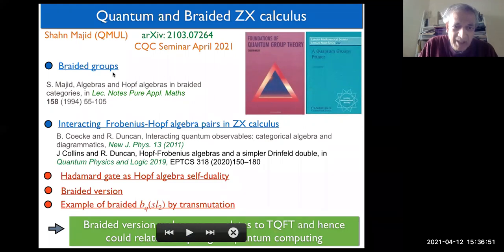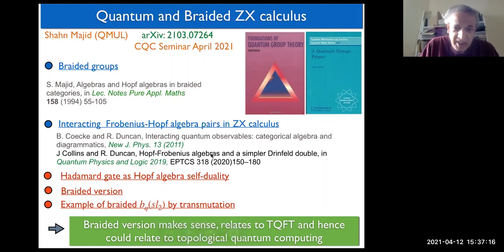So there are about 60 papers on this that I wrote, but I would just refer you, if you're interested, to this review article. The other bit of background is ZX calculus, of course, which I'm sure everybody here knows. So these are probably the two most relevant. This is a recent one which does ZX calculus in the general case without assuming commutativity.